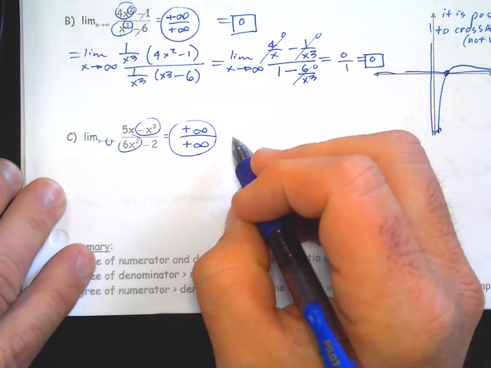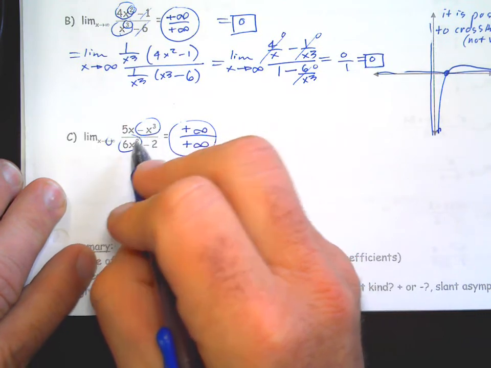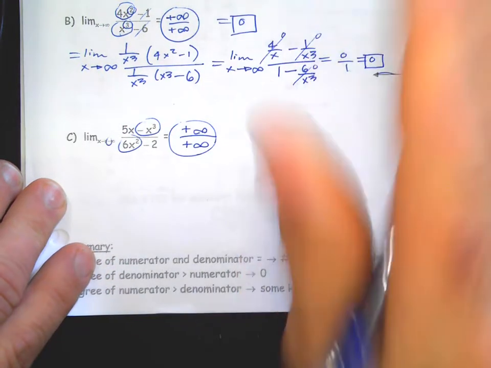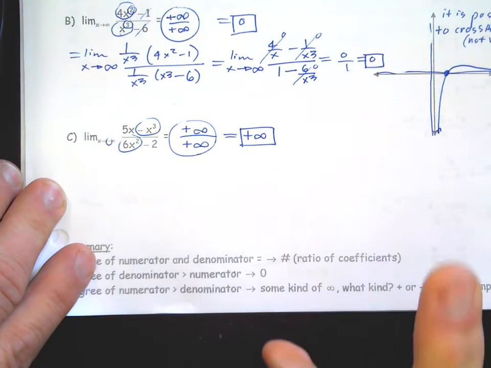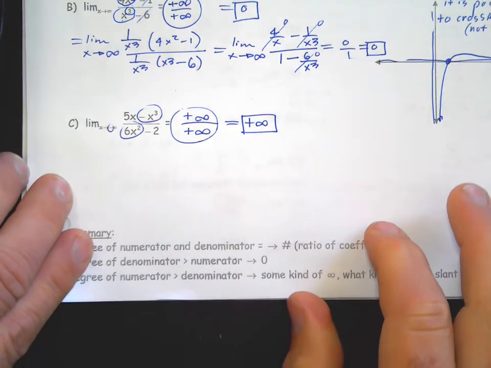Now I'm going to say, you know what? The top is growing way bigger than the bottom. The top's going to blow up. So we're going to go to positive infinity. Final answer. Technically does not exist, but positive infinity.